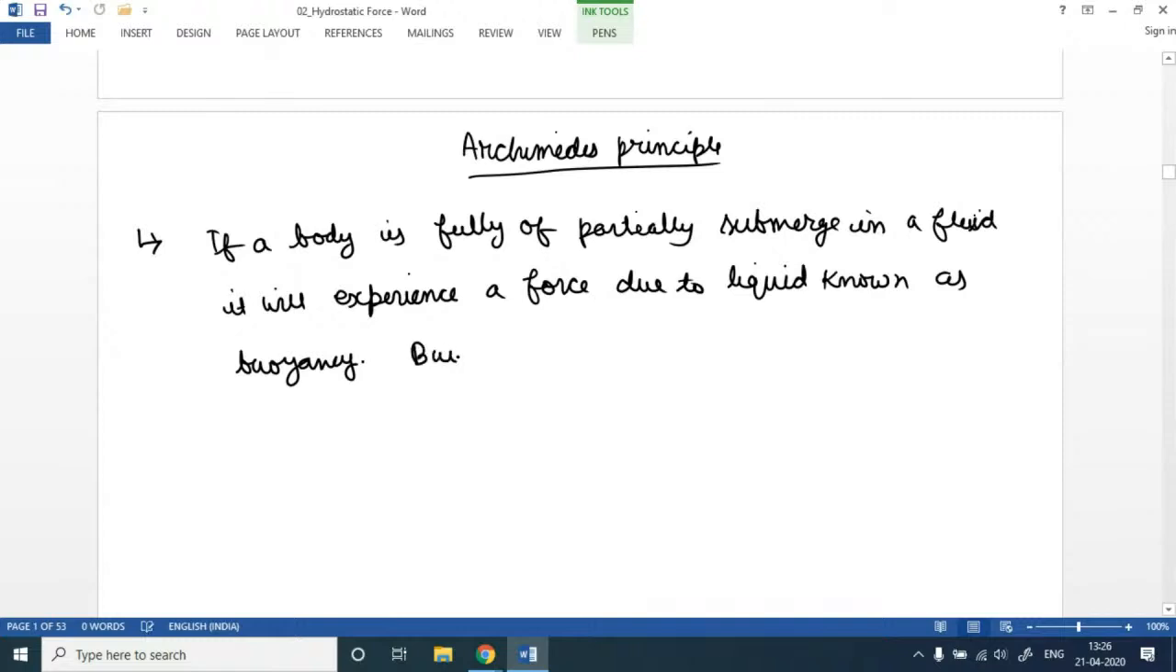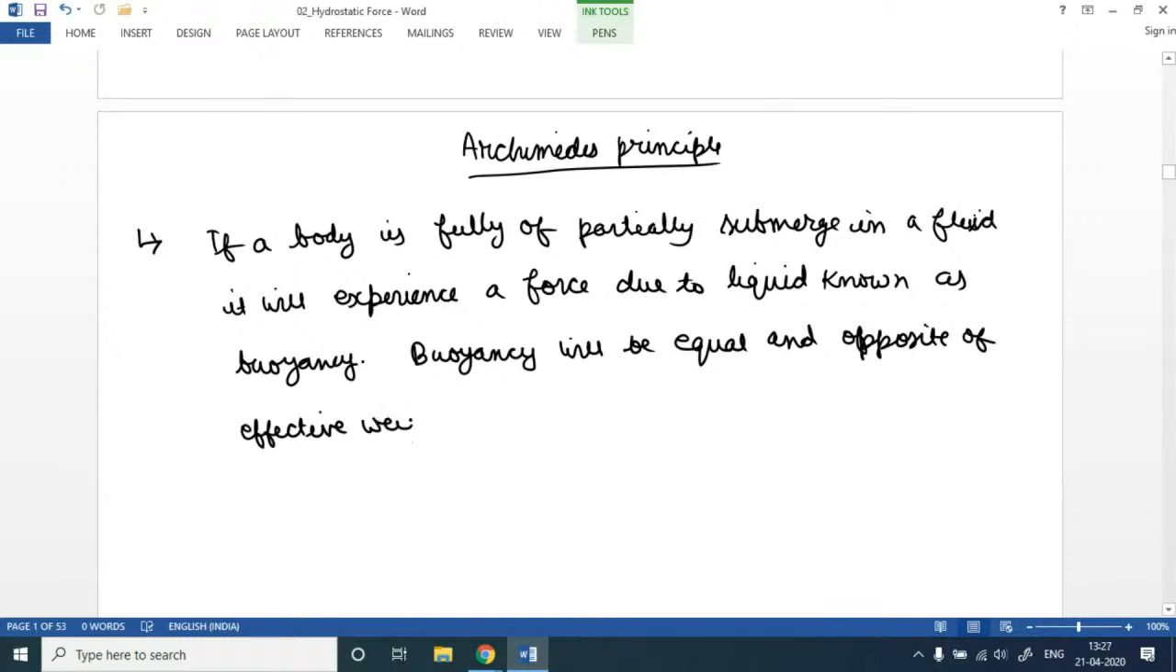Buoyancy will be equal and opposite of the effective weight of displaced liquid. Okay, here I have used effective weight and equal and opposite of that.